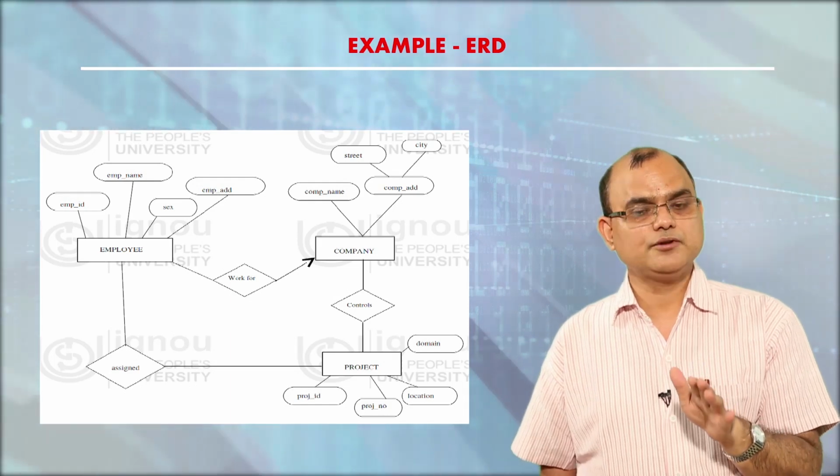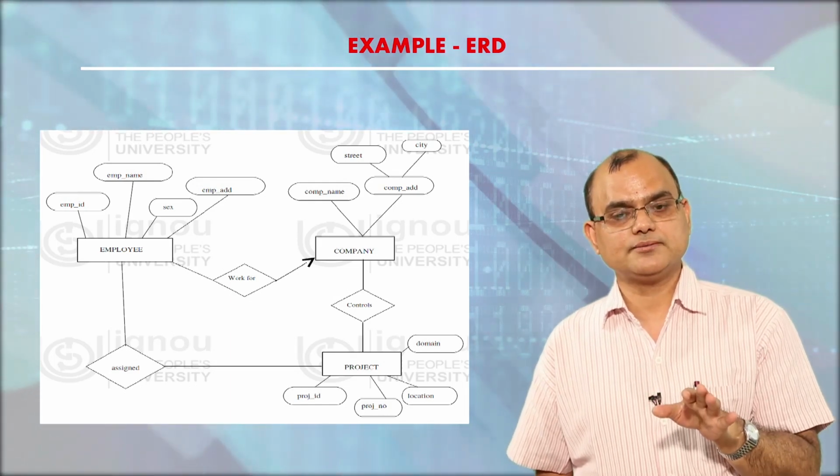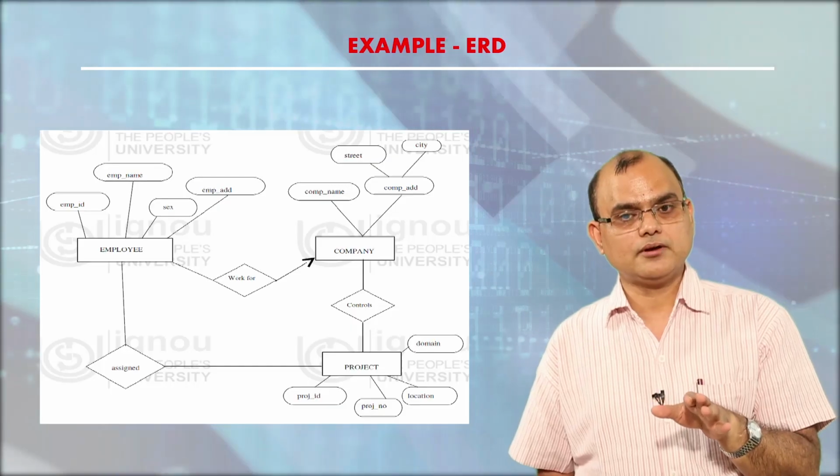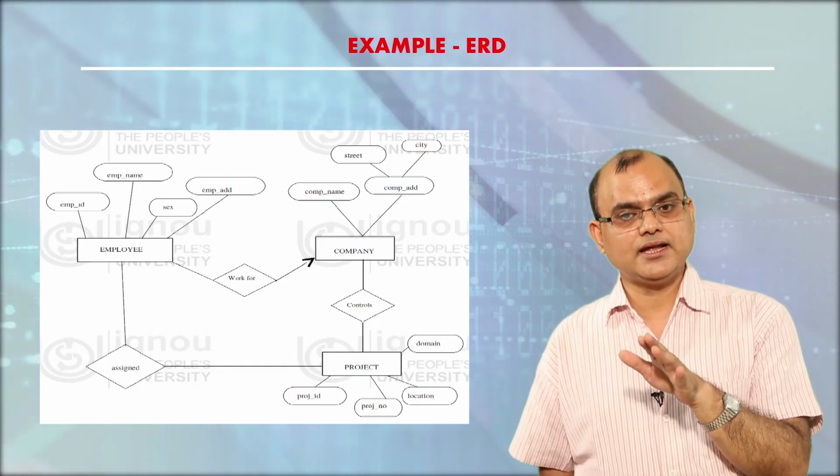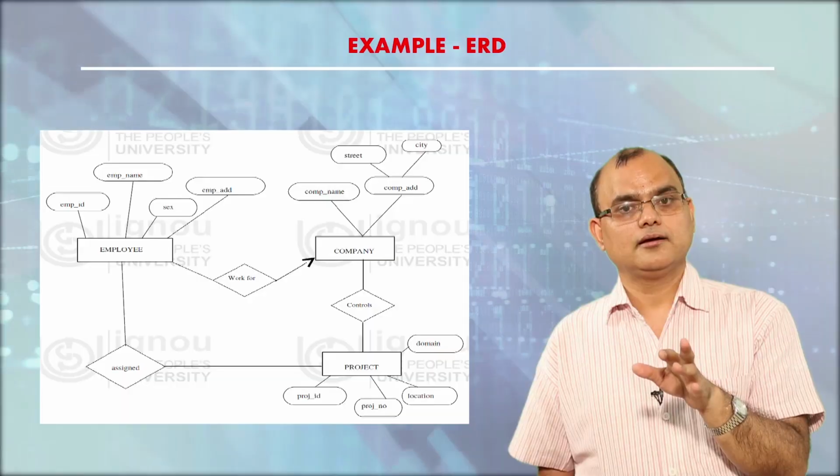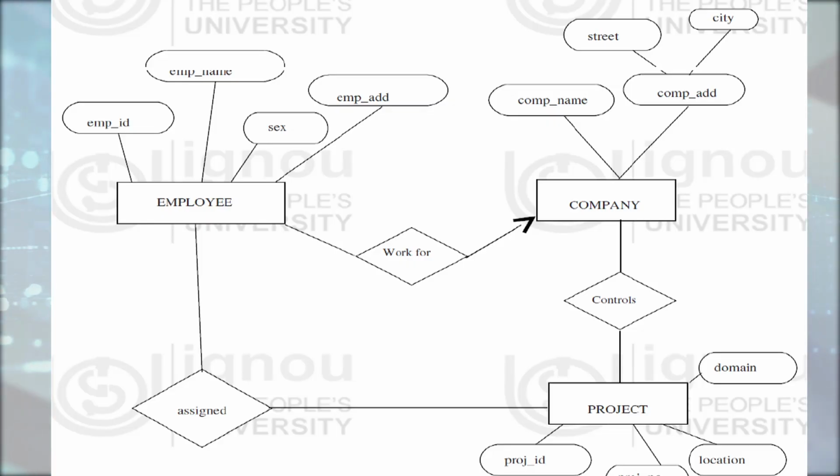In this ER diagram, you see one composite attribute has been created. That particular attribute is address, that is company address. In that, the address is having further two components, one is the street, another is the city. Similarly, project entity is also having different attributes associated with it.